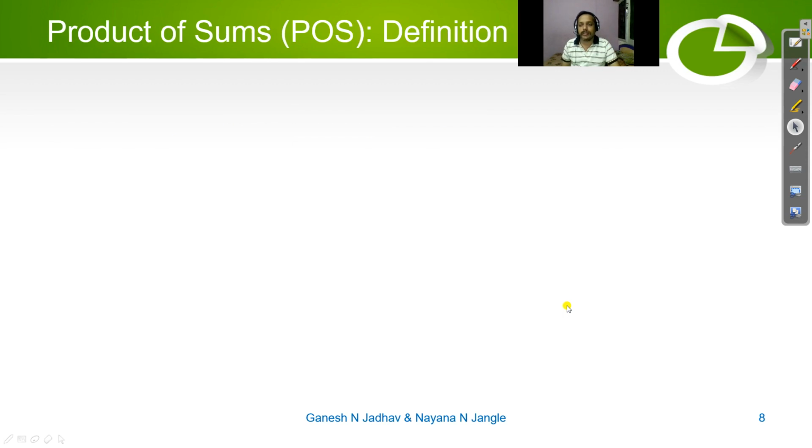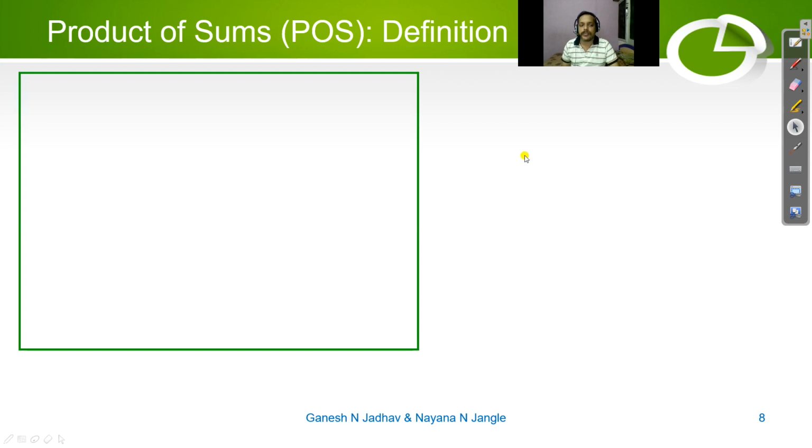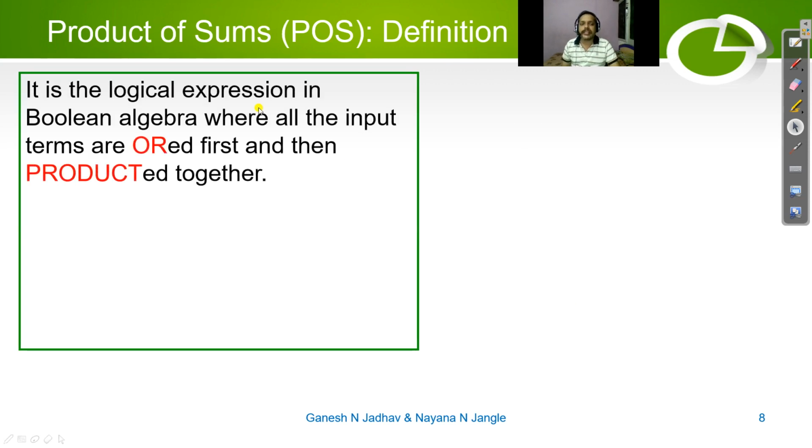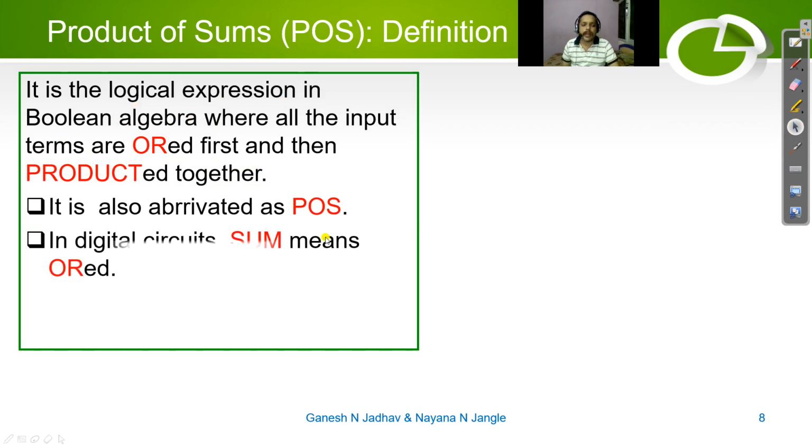After studying what the product and the sum are, now we will define product of sums. Let's see the definition. It is a logical expression, a very important word, in Boolean algebra where all input terms are ORed first, and then all are multiplied together. First the sum is taken, that is ORing is done, and next the product is taken. It is also abbreviated as POS.